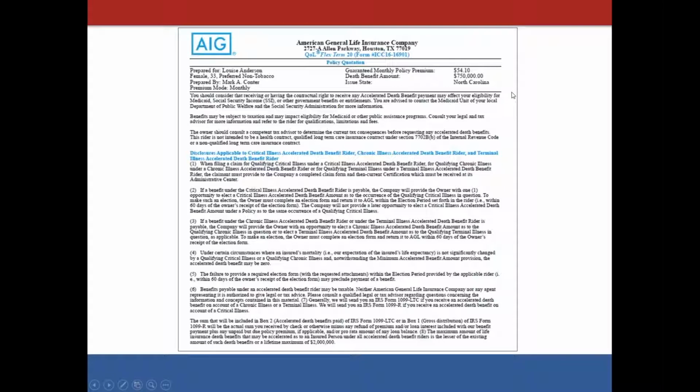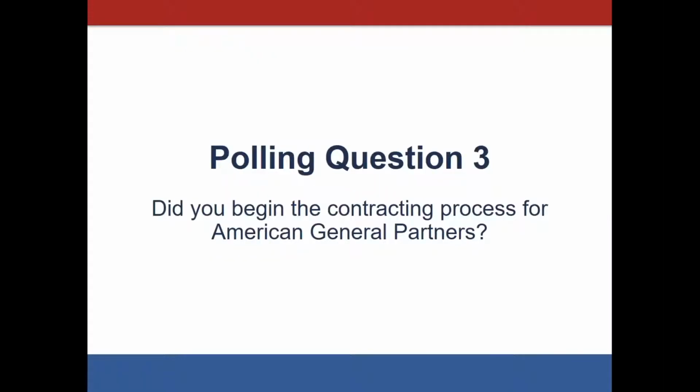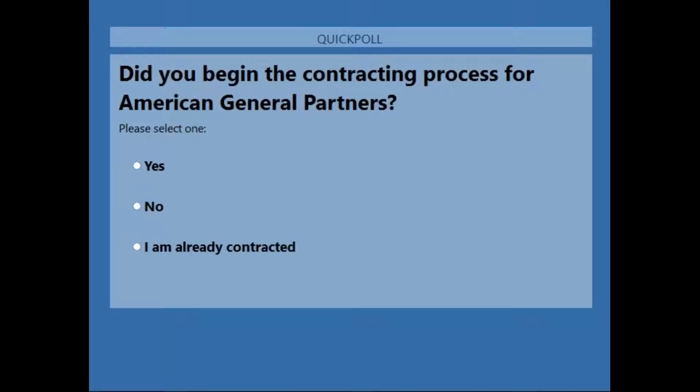So again, as we look at Louise's information, you're going to take that opportunity to use that attached bundle, and you're going to get in there and print these out, and you're going to read them, and you're going to study them, and you're going to get ready for the questions. So, third polling question, if you would please. And this one, of course, has to do with, have you started to do the contracting with this particular carrier? Or are you already contracted with them? So if you'll take the time, give me an answer, yes, no, maybe so.